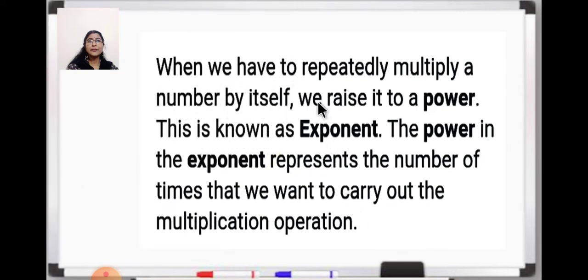When we have to repeatedly multiply a number by itself, we raise it to a power. In that case, we use power, and this is known as an exponent. The power in the exponent represents the number of times that we want to carry out the multiplication operation. So today we are going to learn how to use exponents to represent large numbers.